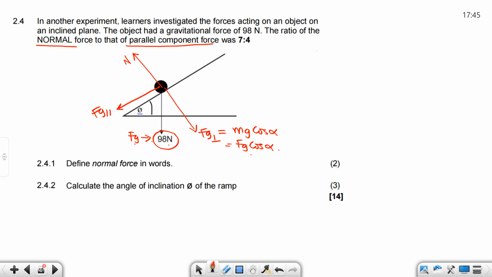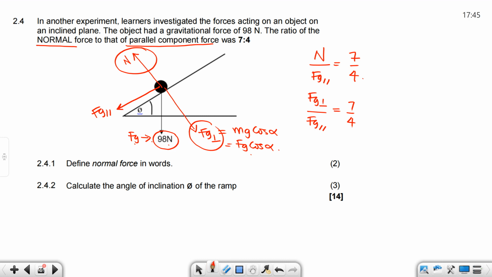The normal, they said the ratio of the normal to the parallel component is equal to 7 over 4. What is your normal force? That's my normal force. So what do we have? FG perpendicular over FG parallel equals 7 over 4. Is that making sense to us?